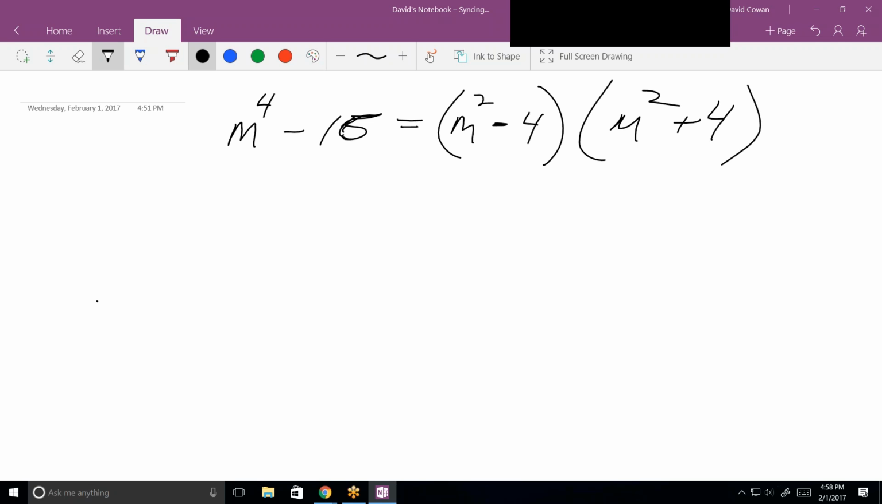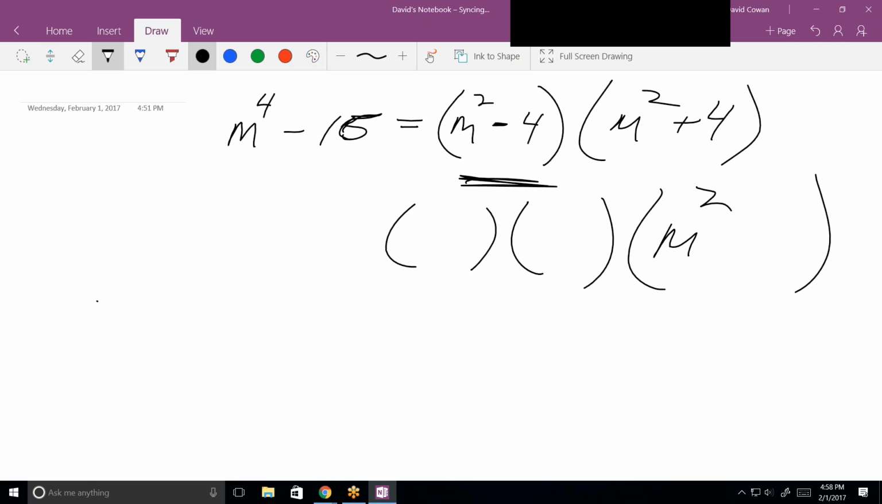Now, did they say fully factor it? Well, they usually mean that. When they say factor something, they mean factor it all the way down. Well, okay. I can factor that further. That's also the difference of perfect squares. What's that factor into? Take the square root of m squared. What's that? What's the square root of 4? Always make your first term with the minus. What's this going to be? There you go. And that's completed.